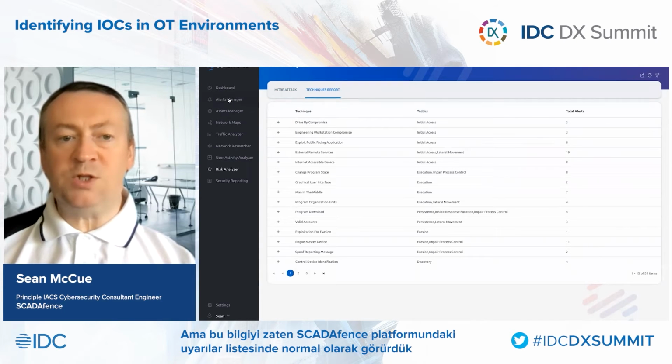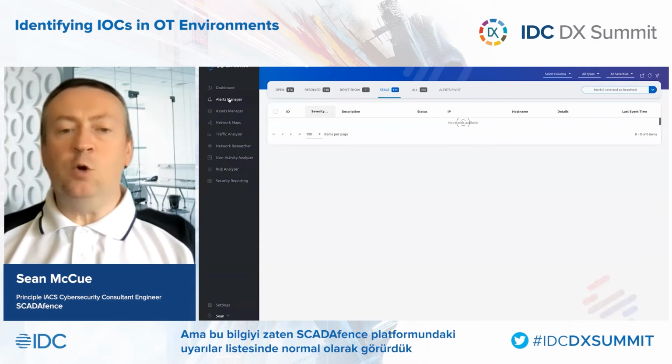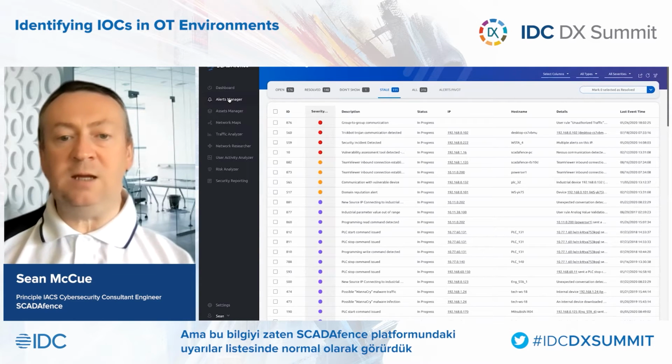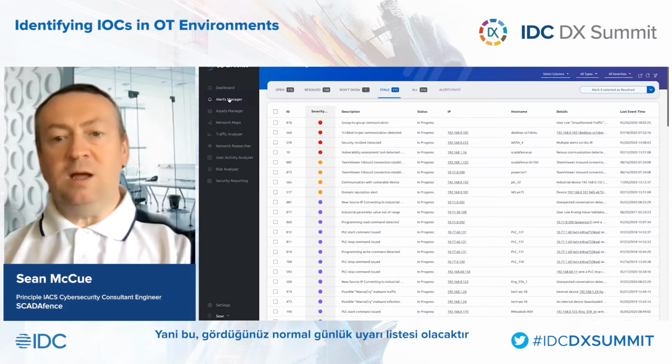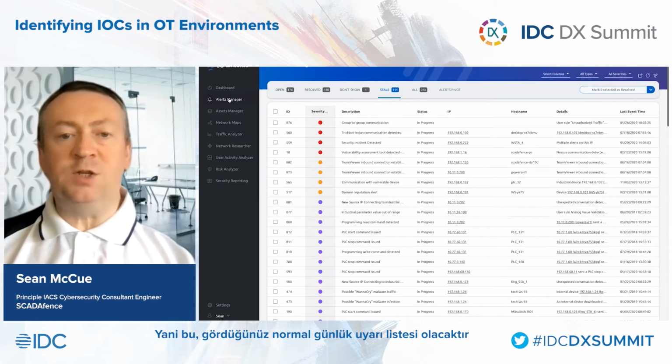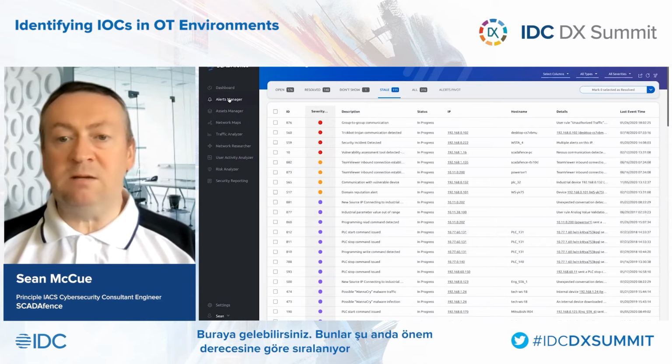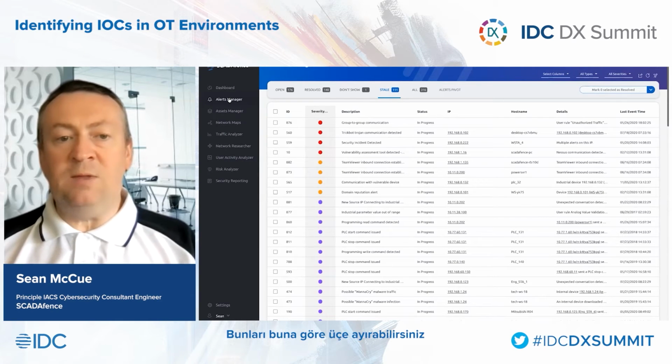Alternatively, we would normally see this information in the alerts list on the SCADAfence platform. This would be the normal day-to-day full list of alerts that you would see. These are currently ordered by severity, but you could have them ordered by event time, and then you would be able to triage these appropriately.